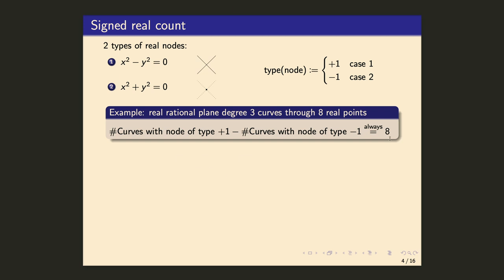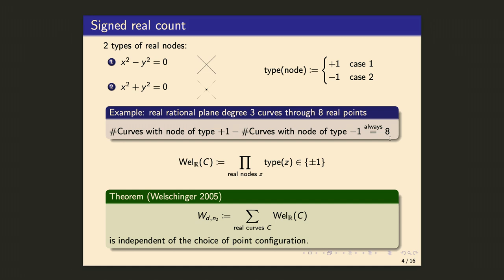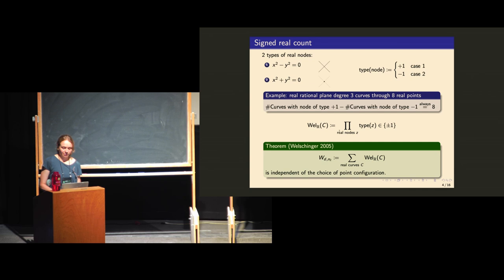And how does this work in general? This was done by Welschinger. Namely, if you count the curves with the following sign, so for a real curve you take the product over all the real nodes of the types of nodes, so this would be ones or minus ones. Then if you count the real curves through a configuration of 3d minus 1 points, N1 real points and N2 pairs of complex conjugate points, sorry, I didn't write it here, then this is independent of the choice of point configuration.